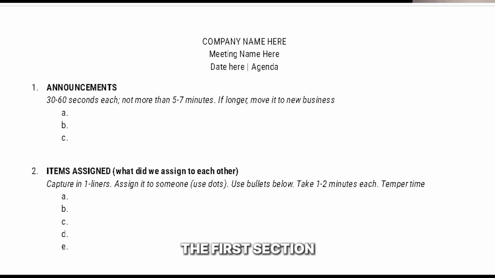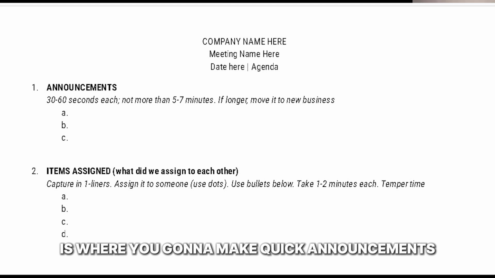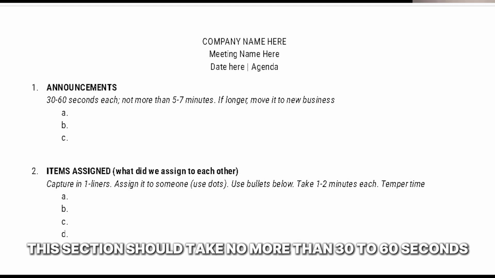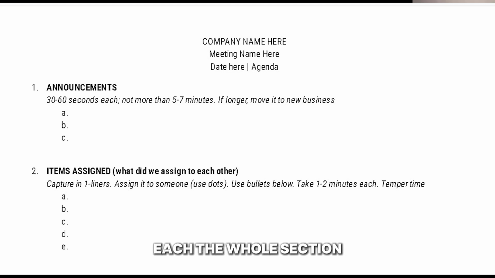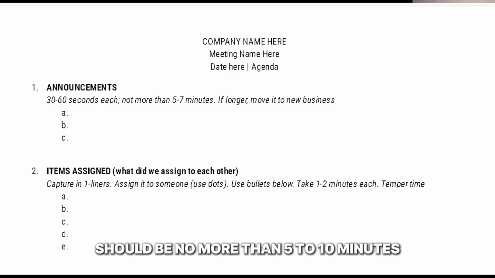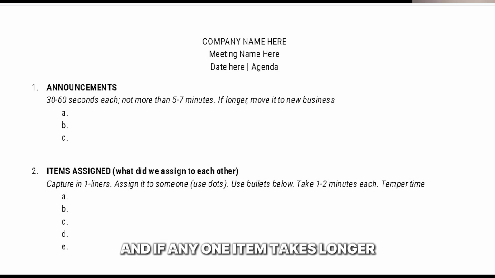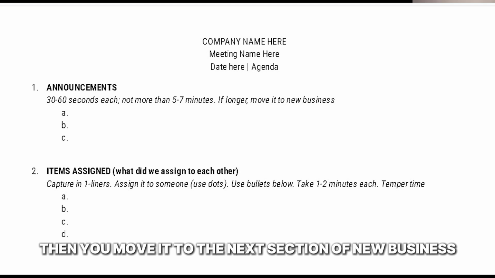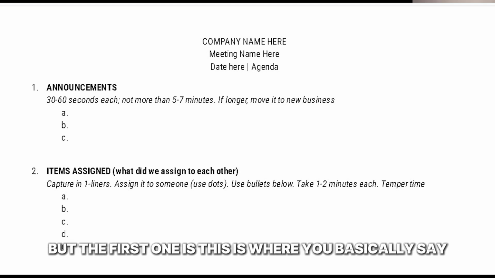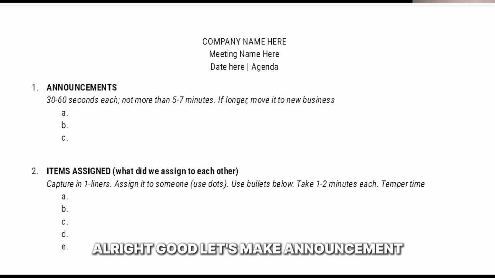The first section is where you're going to make quick announcements. This section should take no more than 30 to 60 seconds each. The whole section should be no more than 5 to 10 minutes of a 1-hour meeting. And if any one item takes longer, then you move it to the next section of new business. But the first one, this is where you basically say, all right, good, let's make announcements.